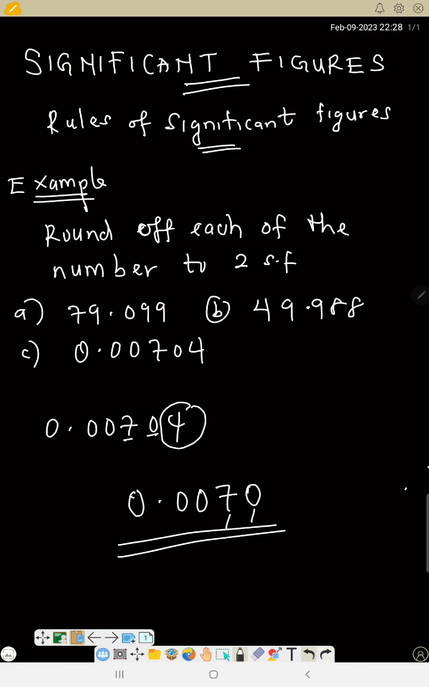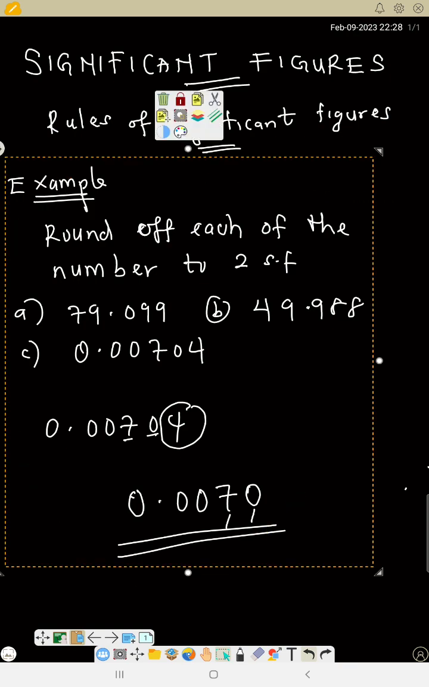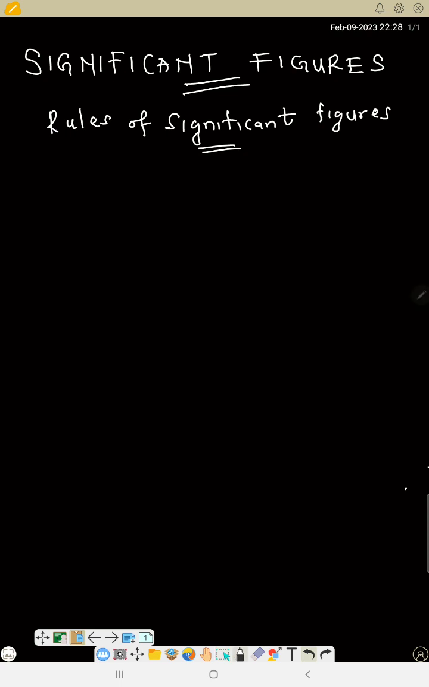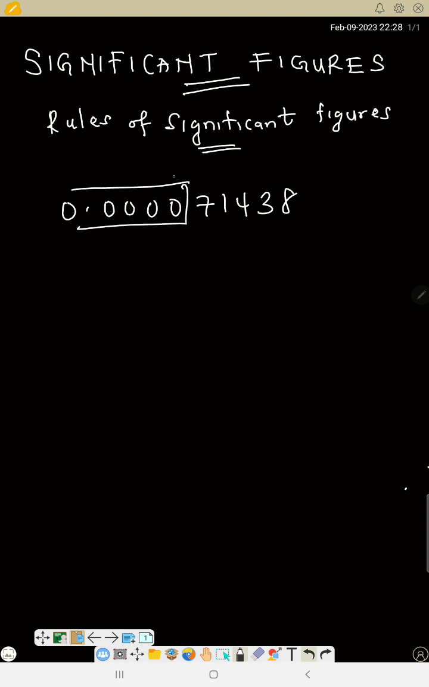Now those are the rules of significant figures. So now see an example again. Let's say approximate 0.00071438 to three significant figures. All these leading zeros are not important. So that means I'll have 0.0000, and I'll start counting from here. That is 1 2 3.